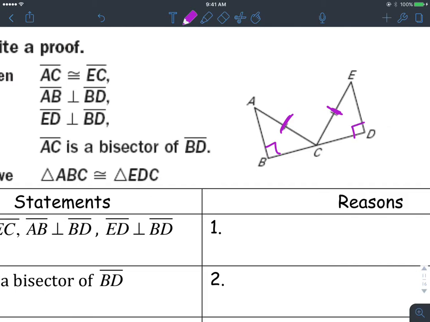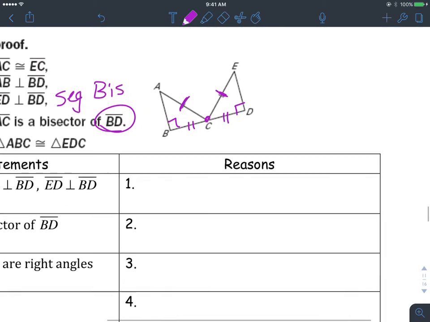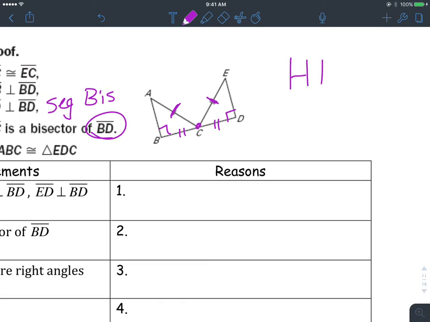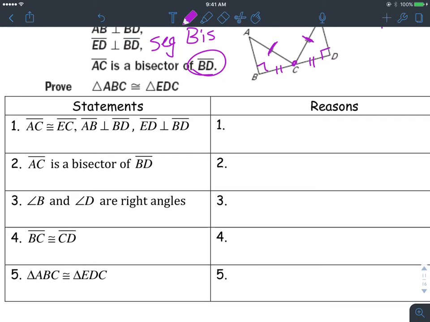All right, then you also know AC is the bisector of BD. So notice that is a segment bisector. So if you have a segment bisector, that means that these two pieces of your segment are going to be congruent right there. So that right there, it kind of looks like SSA, but remember it's a right triangle, so this is a specific case of SSA. So this is hypotenuse leg right there. That's the only case of SSA that works. So there we go. We got all that.